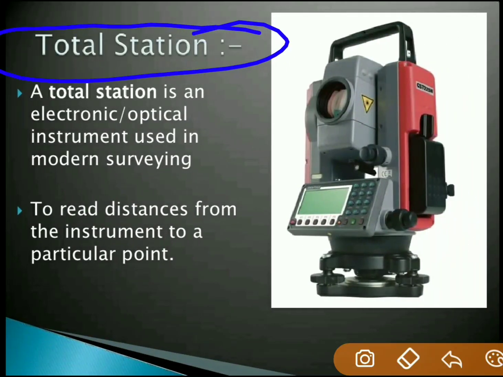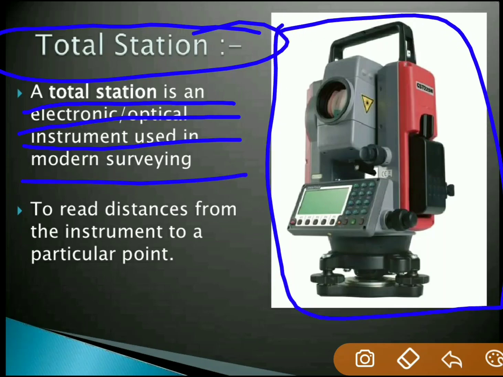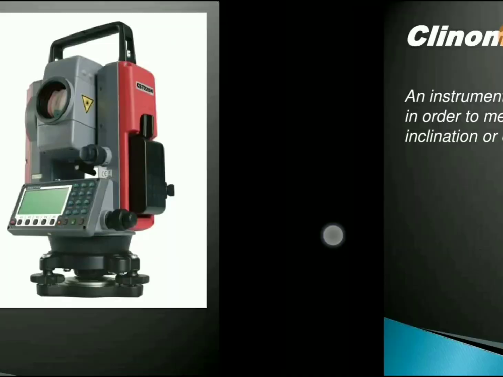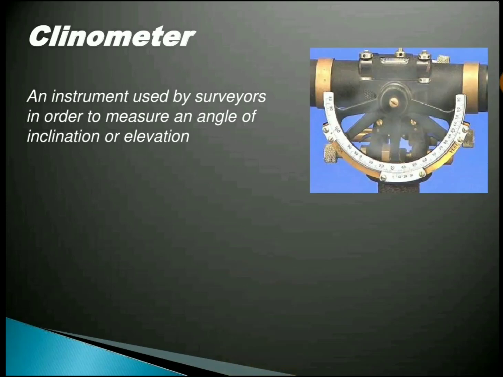Next, total station. What is the instrument? Total station. So what is the total station? A total station is an electronic optical instrument used in modern surveying. This is the total station, right? This is the electronic instrument or optical instrument. Why are we using this total station? To read the distances from the instrument to a particular point, right?